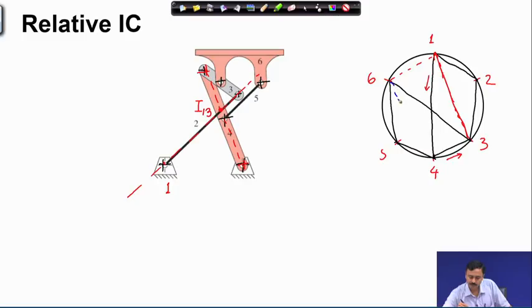Let me now ask the question whether I can locate I64. In that case, I will have two independent paths involving three bodies each between 1 and 6. Okay, so, I have this question of I46. Now, I46 must lie on I36, so 36 is here, and I34, 34 is here. So, on this line must lie I64. Similarly, I64 must also lie on I56, which is this, and I54, which is this. So, this intersection point is I46. So, I have located I46.